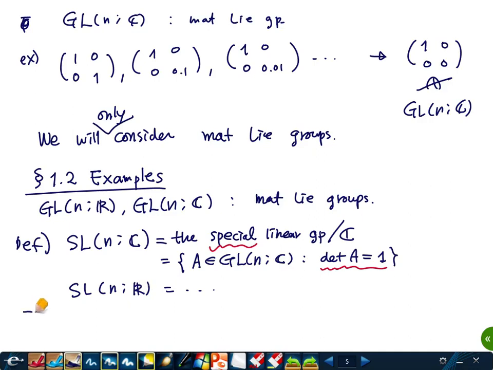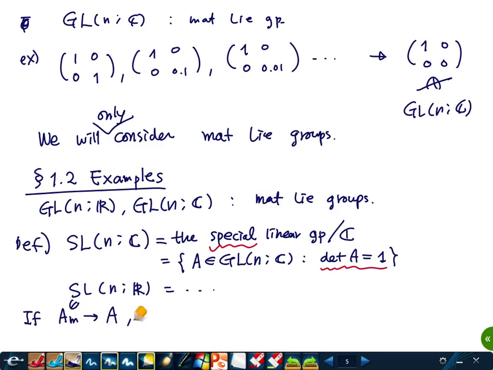So we need to consider a sequence A_m, let's say, in the special linear group, R or C doesn't really matter. Suppose that we have a sequence in the special linear group and the limit exists and it is A. Then what can we say?